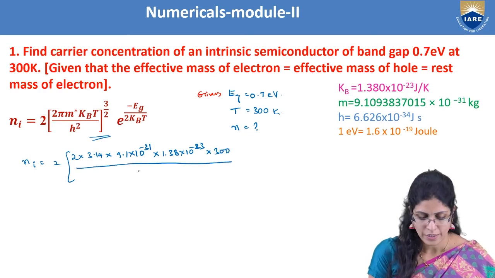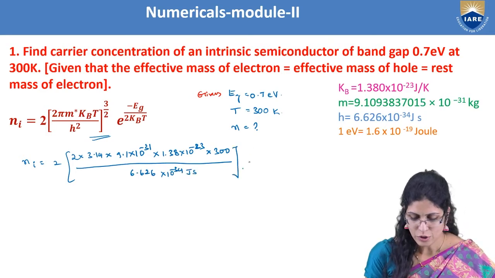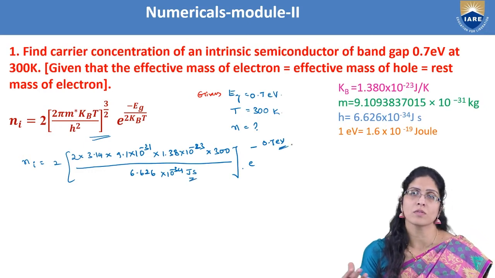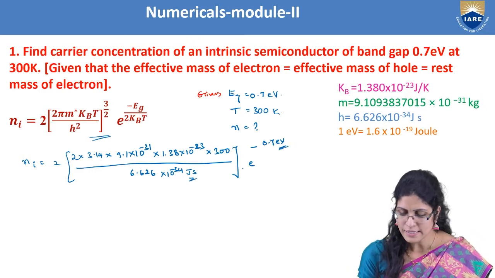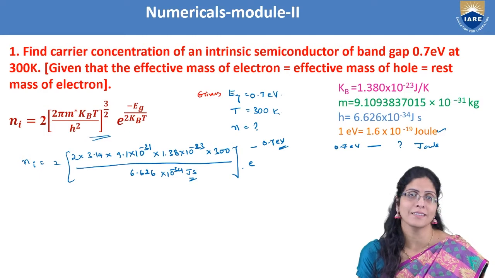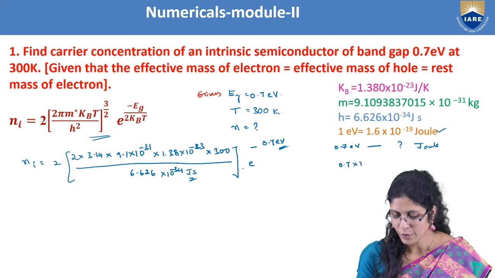H square is what? H is 6.626 into 10 to the power of minus 34 joule second. That's all. Into e to the power of minus Eg, which is 0.7 electron volt. Here you have joules and here if you have electron volts, it can't be possible. So now let's convert this 0.7 electron volt into joules, using the standard unit formula. It will be equal to 0.7 into 1.6 into 10 to the power of minus 19 joules.